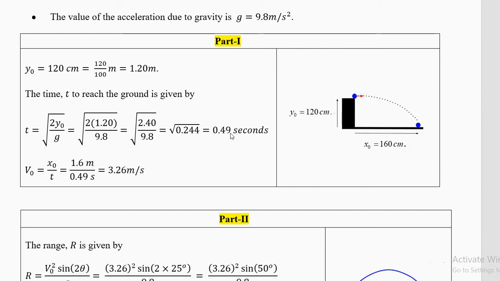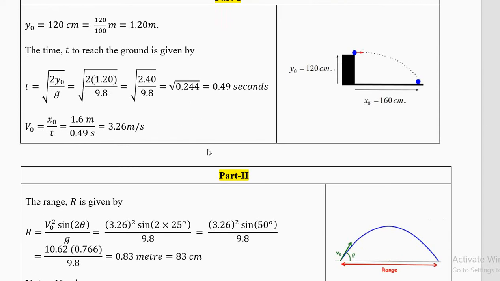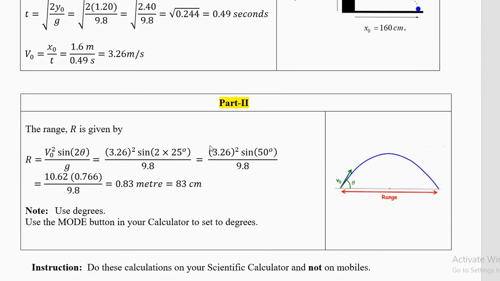Do not write 0.5. Now for the horizontal distance, there is no horizontal acceleration, it is 0 in the horizontal, so you will get v equal to x by t. So x is 1.6 meters divided by 0.49 seconds, which is 3.26 meters per second. Use two numbers after the point. In part 2, what happens?